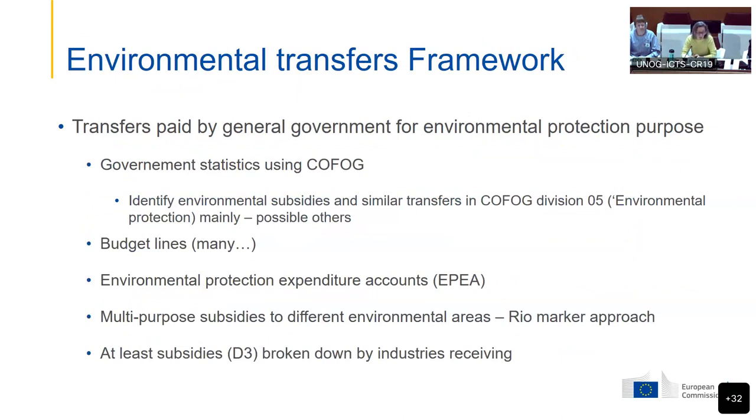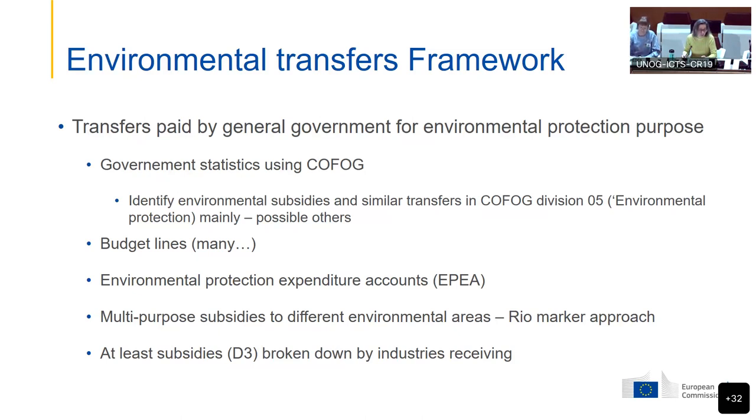So here again, when you look at trying to set up a first approach to measure these environmental transfers, I think one statistic that is quite important and maybe easy to use, but most of the time not enough, is these government statistics where they use the COFOG classification. You have in this COFOG classification some division for environmental protection, but of course there are maybe others that are related, and indirectly, to the environmental policy you are looking at. You have to go deeper than just the government statistic data.